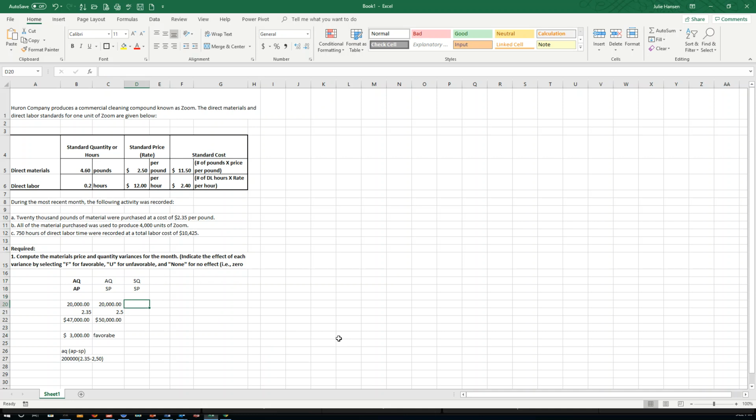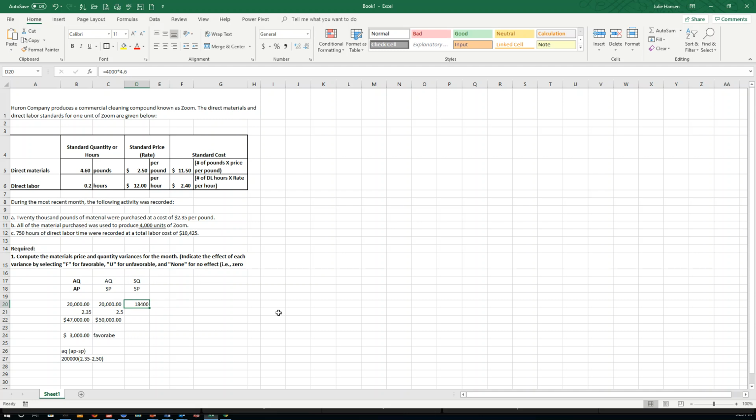What SQ means is the standard quantity. So it told me that it produced 4,000 units of Zoom. Do you see that? 4,000 units. That information is super important to me because using the 4,000 units that I produced, how much material should I have used? And it tells me right up here in my standards card that I should have used 4.60 pounds per unit. And since I manufactured 4,000 units, I'm going to multiply that 4.60 times that.